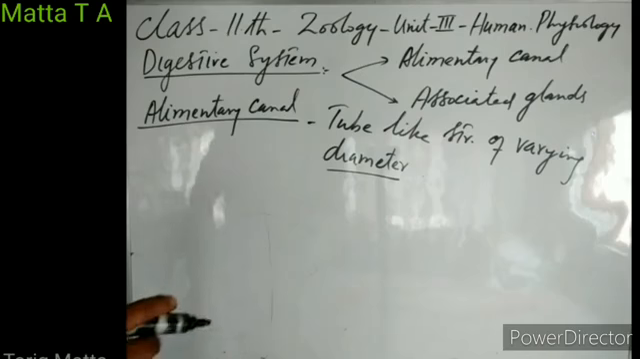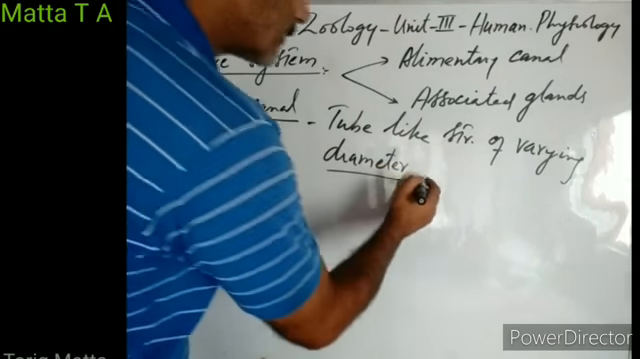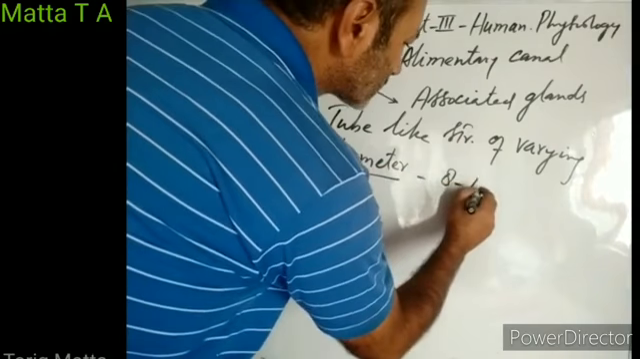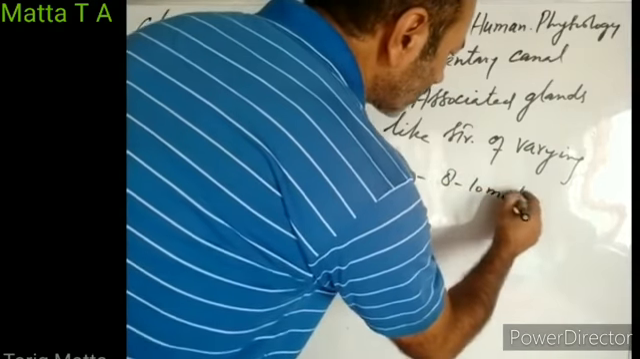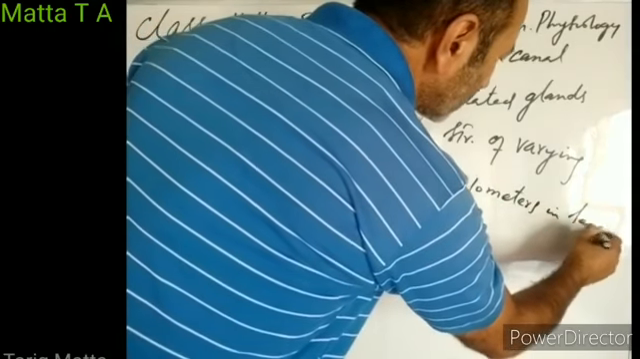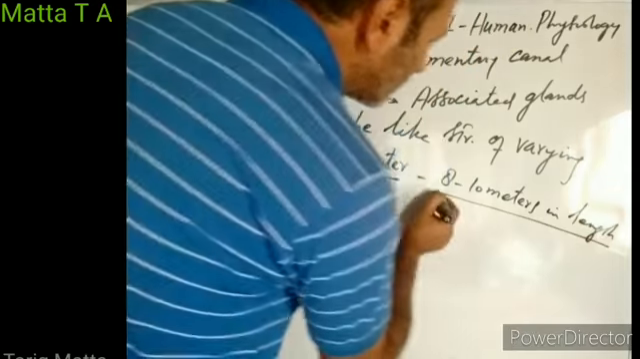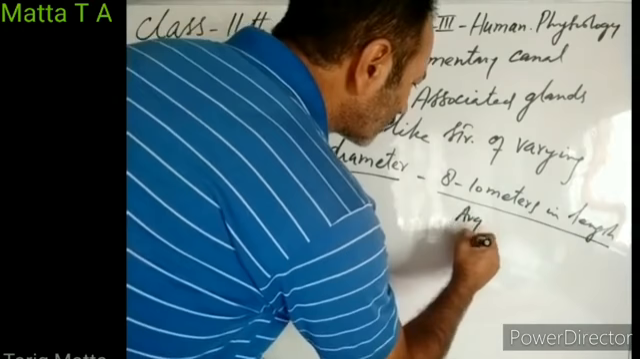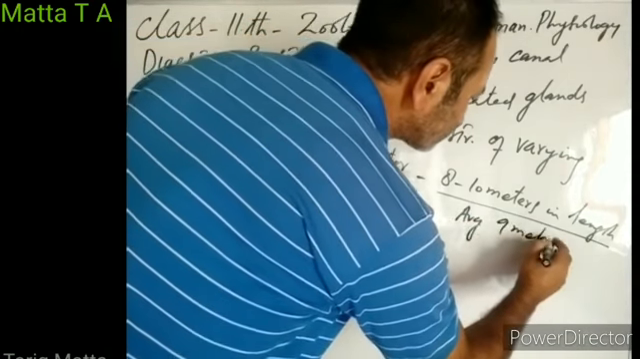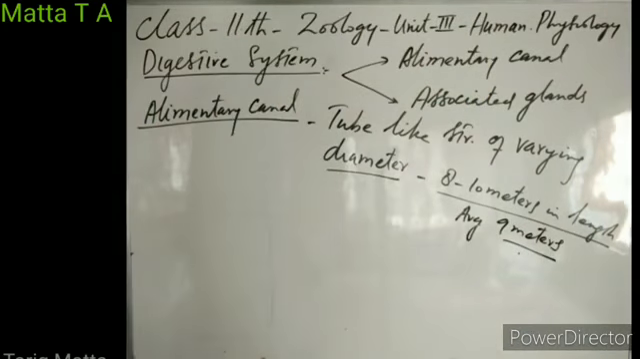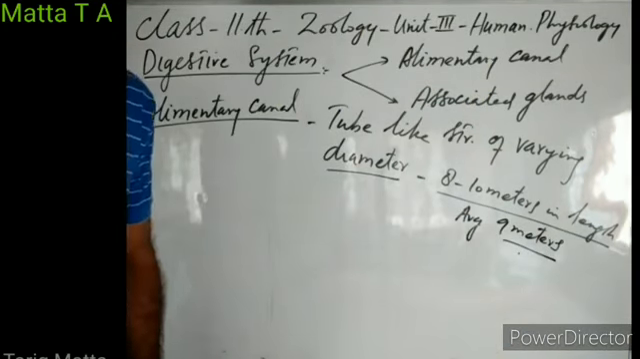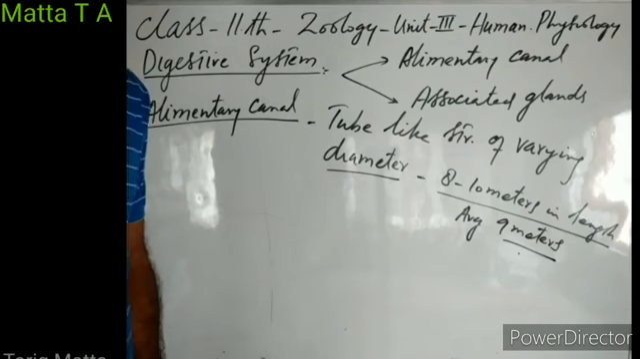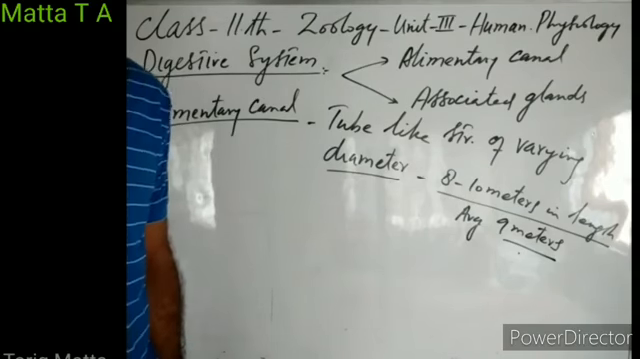This tube-like structure measures some 8 to 10 meters in length in human beings. The average length of this alimentary canal in human beings is 9 meters. So the alimentary canal is a tube-like structure of varying diameters. It measures some 8 to 10 meters in length. On average, we say it is 9 meters.